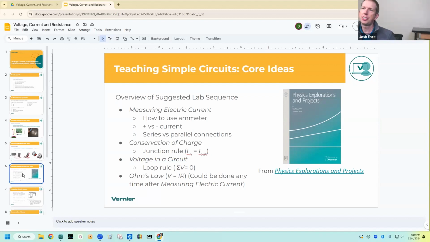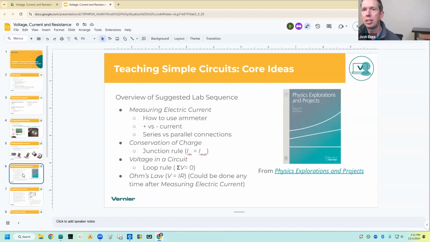The sequence that I've suggested here builds on itself really well. The very first one is a great introductory activity. It's just about how do you measure electric current in a circuit. How do you use an ammeter? Students are going to get positive and negative values, and it gives them an opportunity to talk about what that means. It has students look at series and parallel connections, so they understand the difference between those.